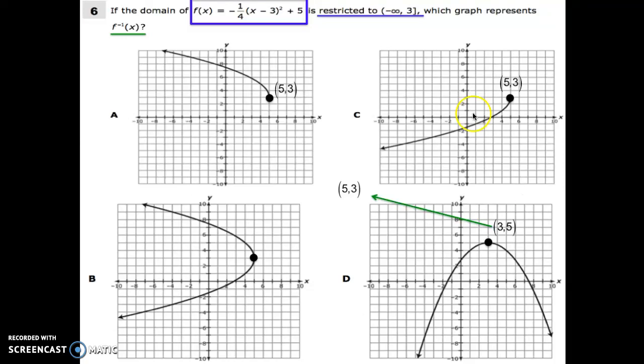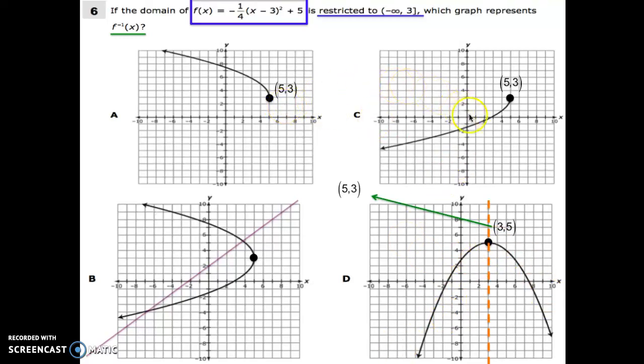But remember that they're telling us that it's restricted from negative infinity to 3, which means I'm going to cut this down the middle, and I'm only going to focus on the left side of this graph, not the right side. And if I only have the left side, then B is out because it has a top half and a bottom half when I should only have one half of my equation now. Every time a parabola is restricted, instead of becoming a full U shape, it cuts it in half.